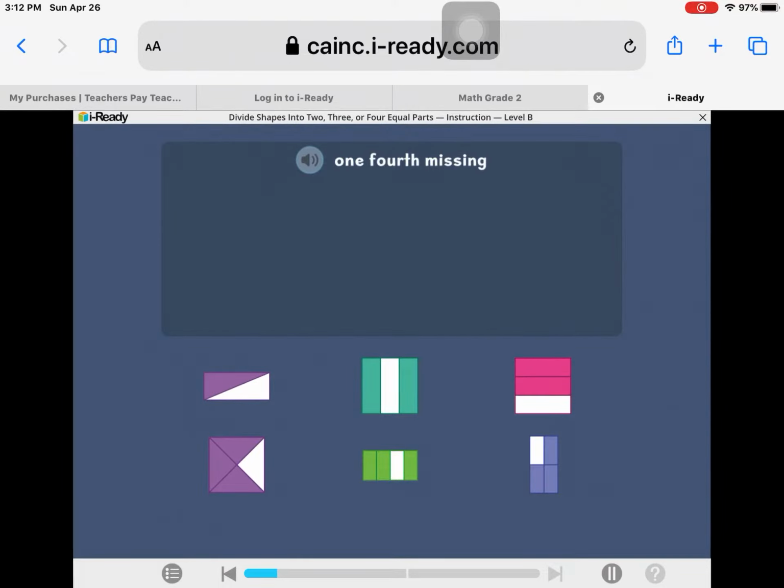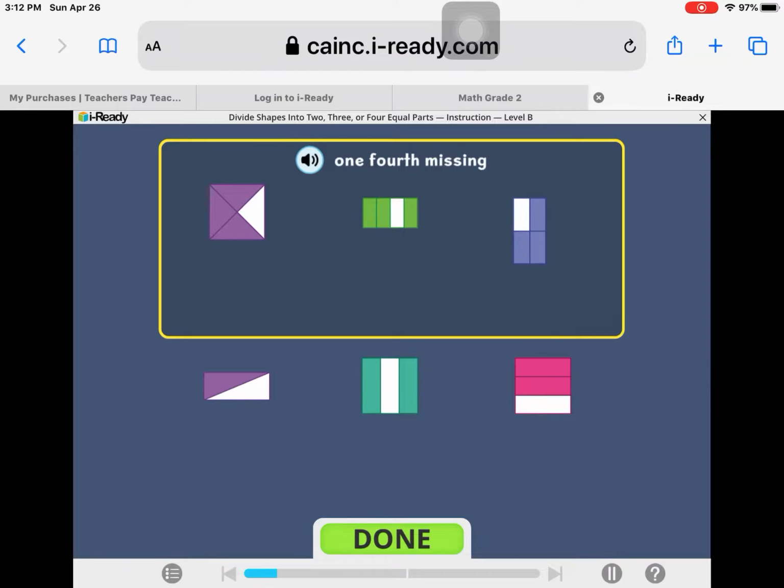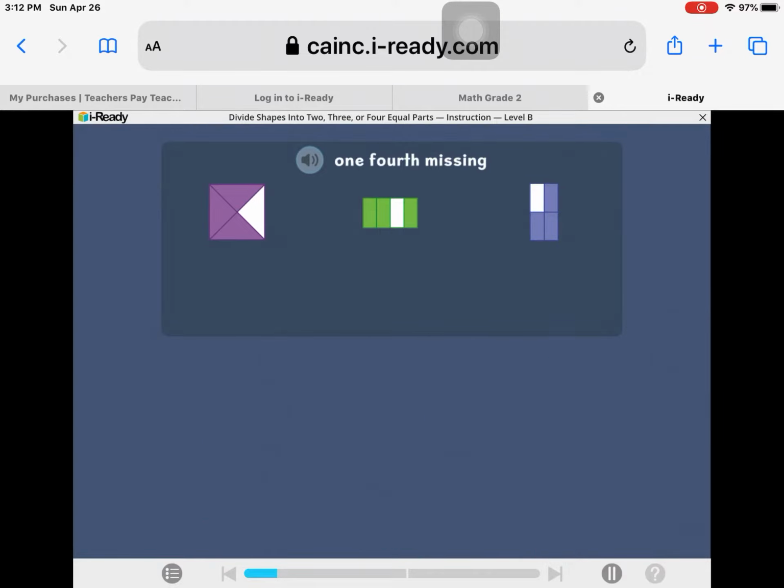Put all the shapes that show 1/4 missing into the box. Woohoo! 1/4 is one of 4 equal parts.